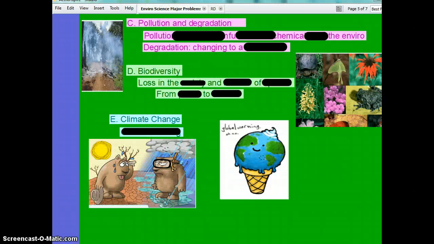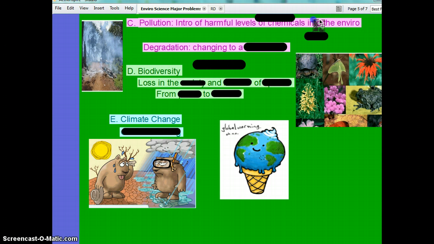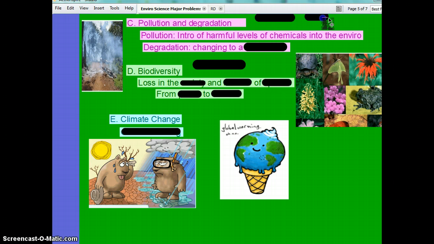When something is polluted, what did you do? You think dirty? External items that enter the environment. Good. You introduced some kind of chemical that doesn't belong there that's actually going to harm that area. Introduction of harmful levels of chemicals into the environment.